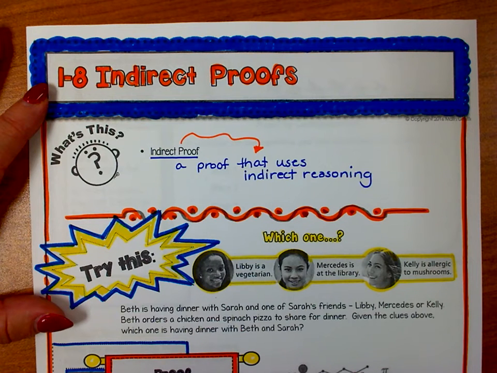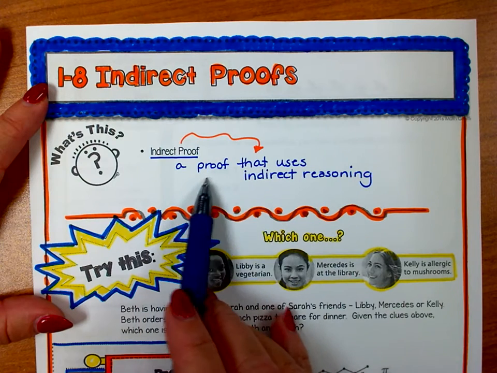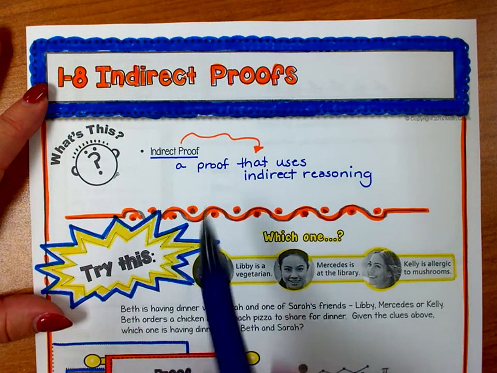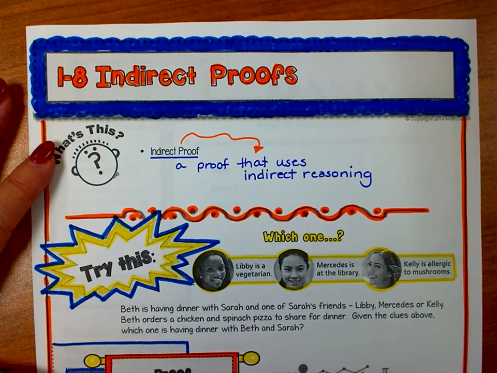Let's start by defining an indirect proof. An indirect proof is a proof that uses indirect reasoning. Let's take a look at an example.